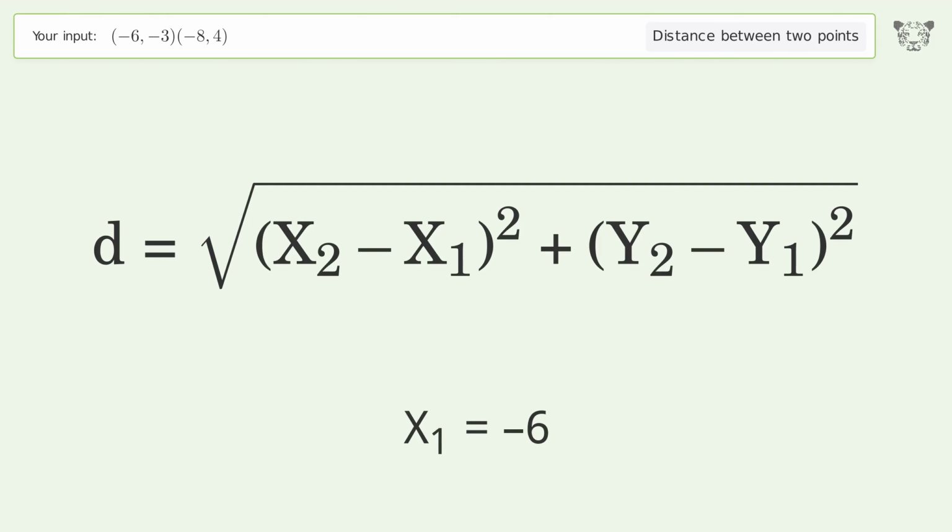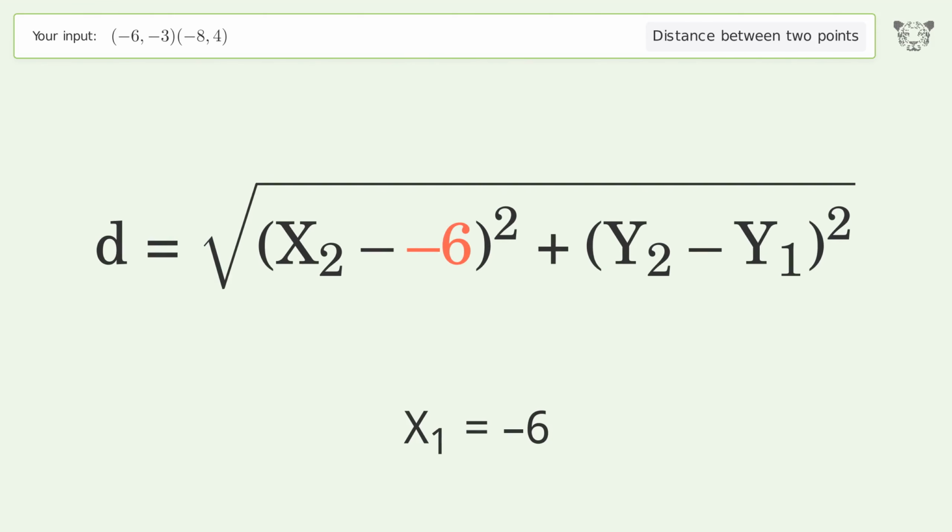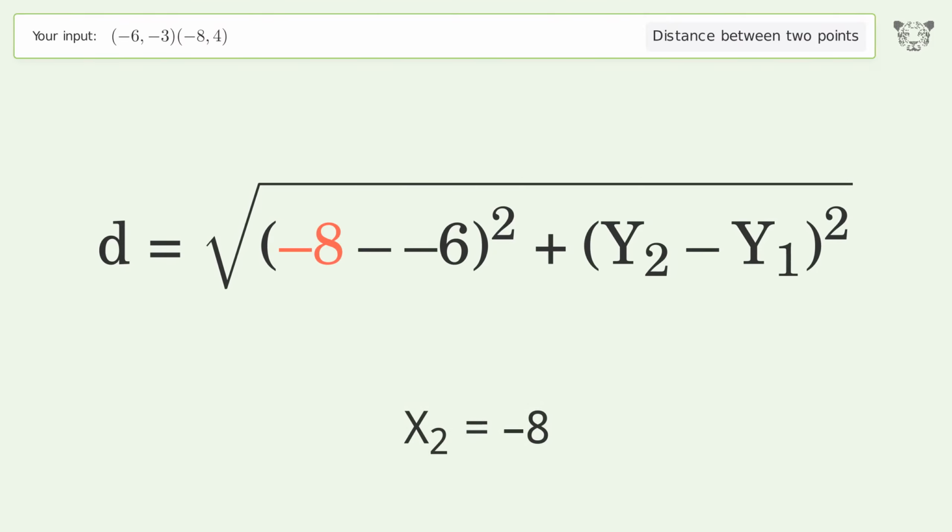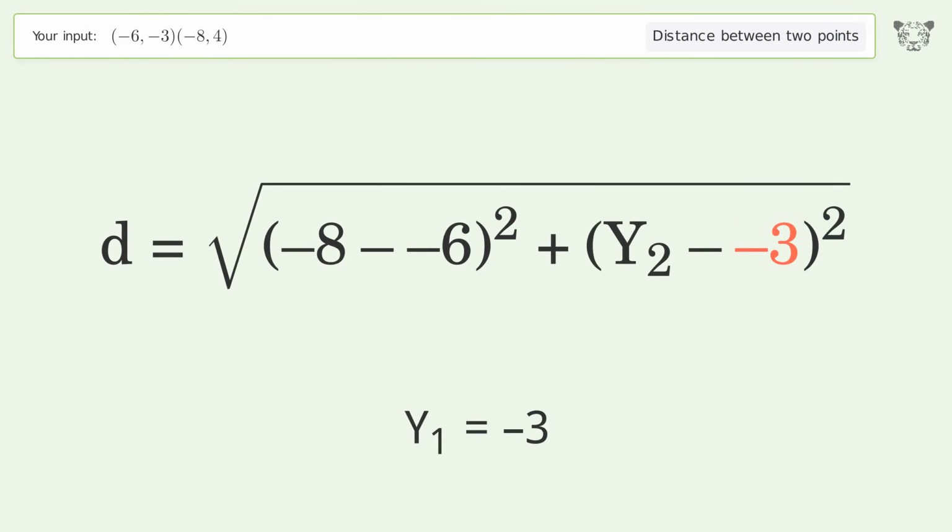x1 equals -6. x2 equals -8. y1 equals -3. y2 equals 4.